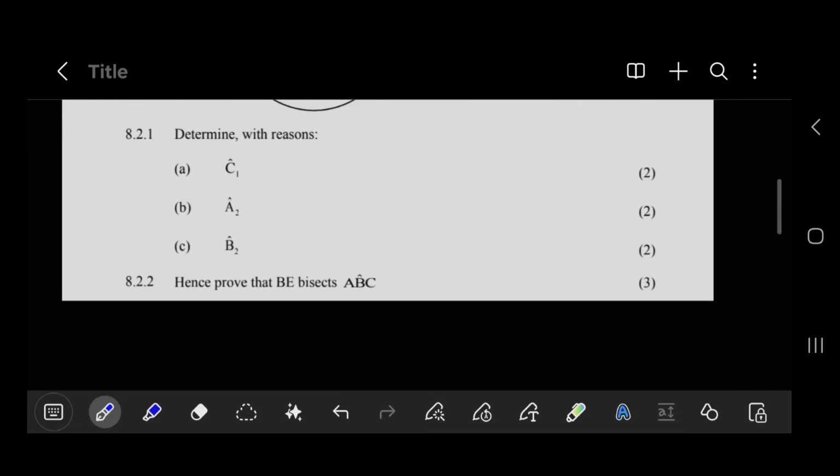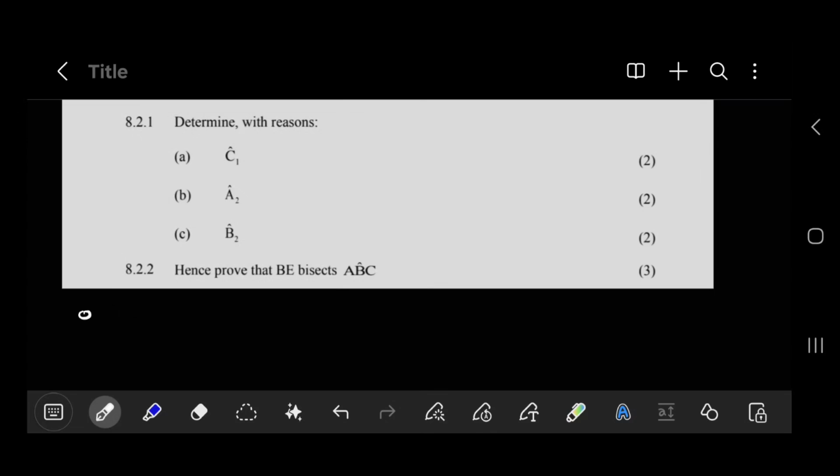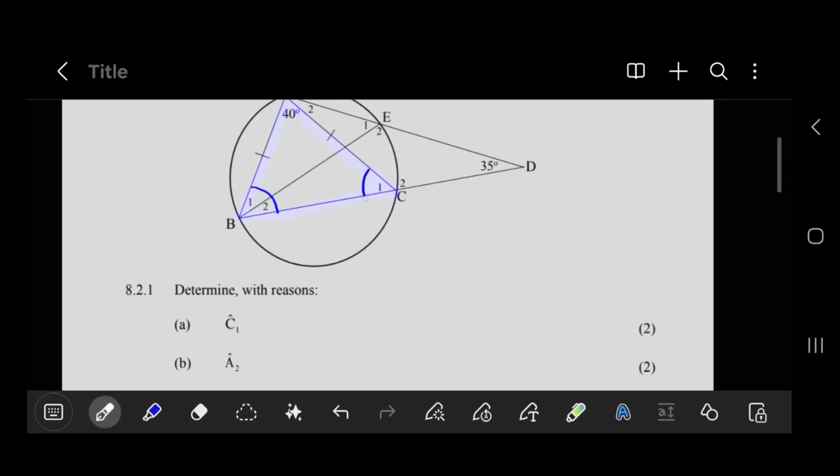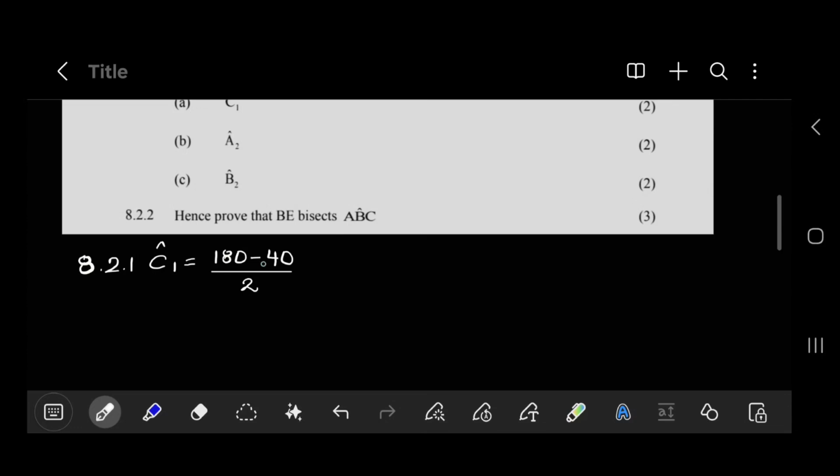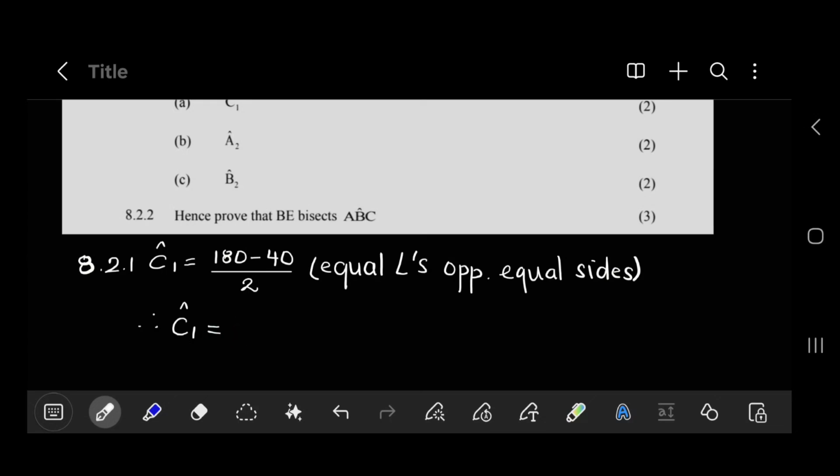So to get angle C, all we have to say is angle C1 would be 180 degrees minus 40 degrees divided by 2. And this is how you always calculate it. When it comes to getting one of the angles that are equal to each other, you say 180 minus the third angle and divide by 2. So this is going to be equal angles, opposite equal sides. That leaves you with angle C1 being 70 degrees.